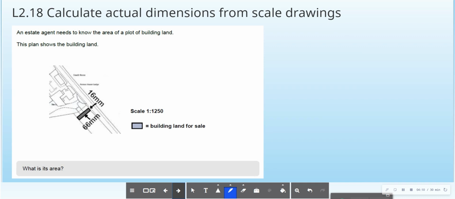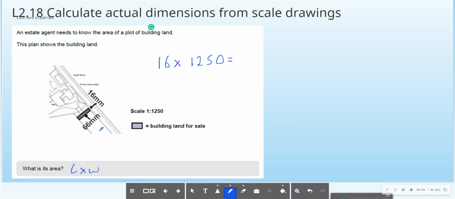Okay, calculating dimensions from a scale drawing. Here we've got a scale drawing, and the scale is 1 to 1,250. This is in millimeters, this is in millimeters. So the real plot, for every 1 millimeter, is 1,250 millimeters. Area, remember, is length times width. To work out this length, I'm going to do 16 times 1,250.